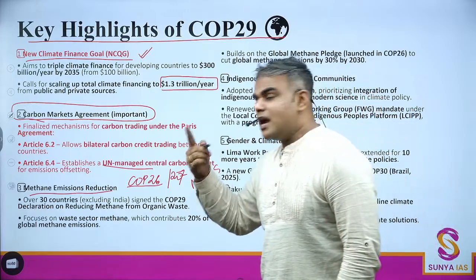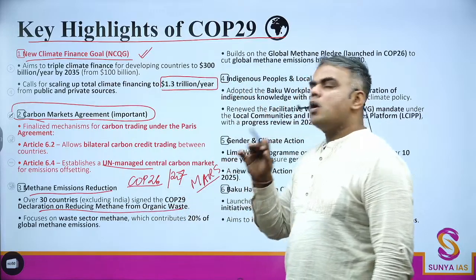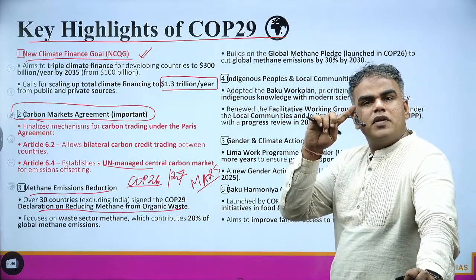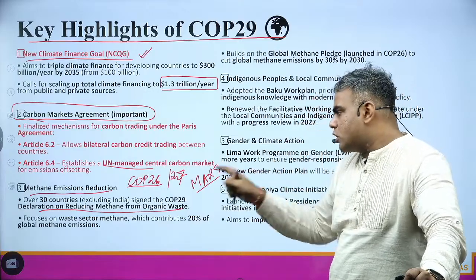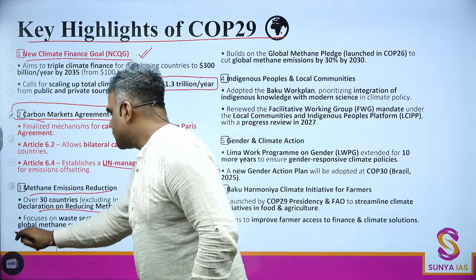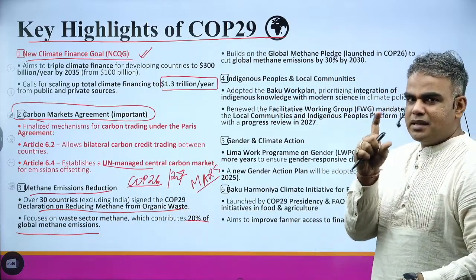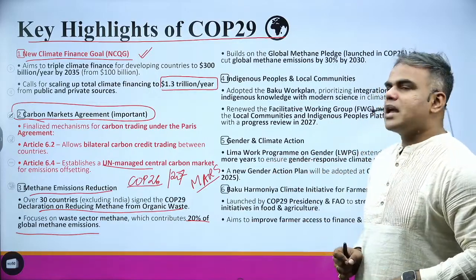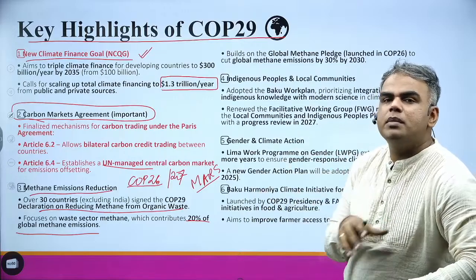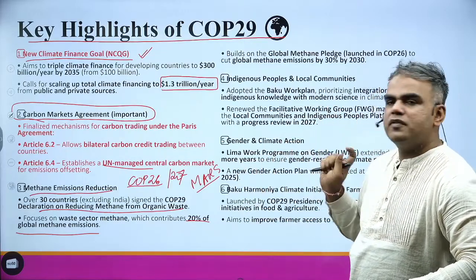In COP29, what is happening? We are talking about a declaration on reducing methane from organic waste. Now, the first question that comes to mind is, how much is the contribution of organic waste? Organic waste contributes 20% to global methane emissions. So you're basically talking specifically about organic waste. UPSC may try to confuse you by saying that this is overall methane emissions. No, it only contributes 20% because this is specific to organic waste.